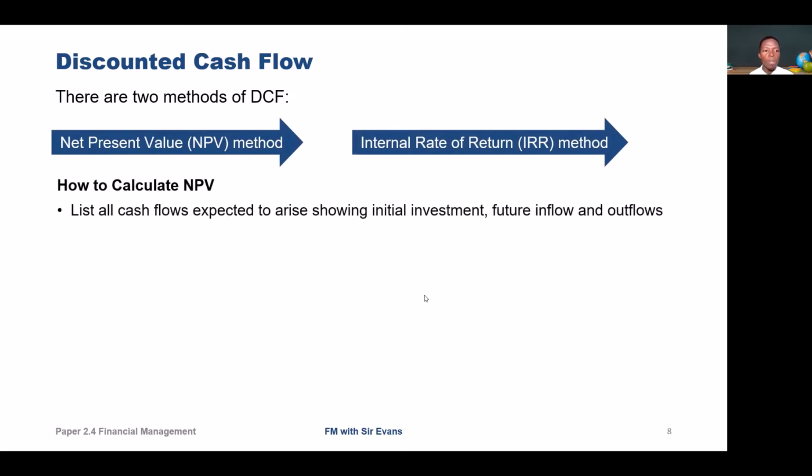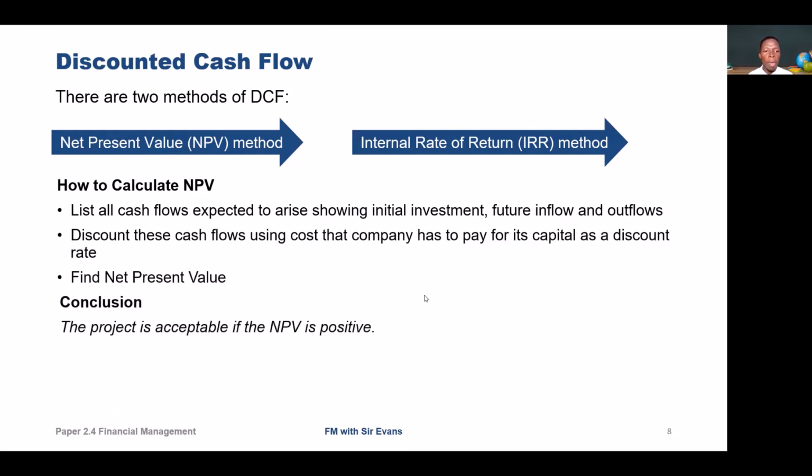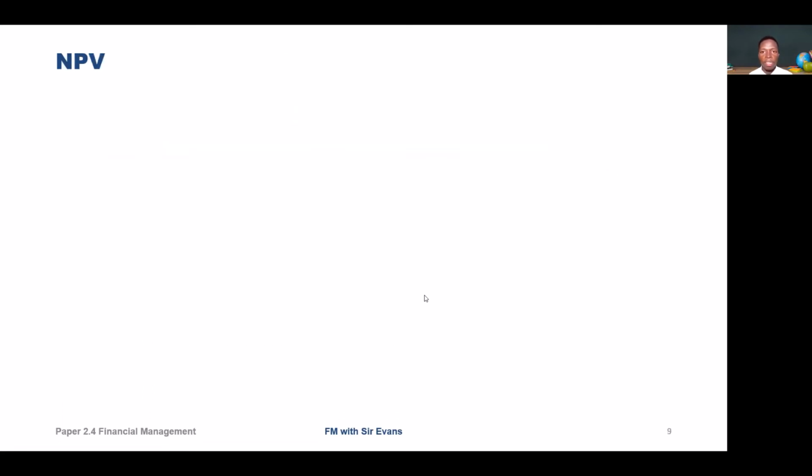To calculate NPV, you first list all the cash flows that are going to arise, showing the initial investment, the future inflows, the future outflows, and any closing outflow. You discount these using a discount factor, with the cost the company has to pay for its capital as the discount rate. You discount each cash flow and then find the net present value. In making a decision, where the NPV is positive, you accept; where the NPV is negative, you reject.